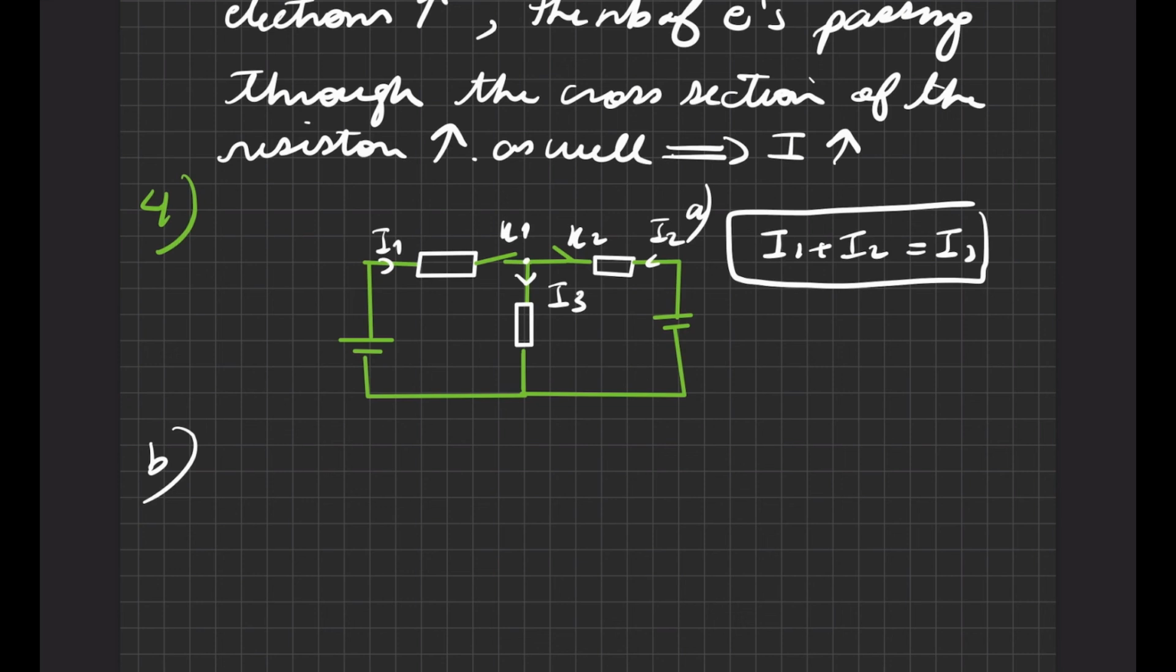Now B, how is the relationship changed if K2 is opened? So let's open K2. If K2 is opened, then there is no current passing here. There's no I2. What happens is that I1 will continue its way into this branch and it would be the same. So I1 would be equal to I3.